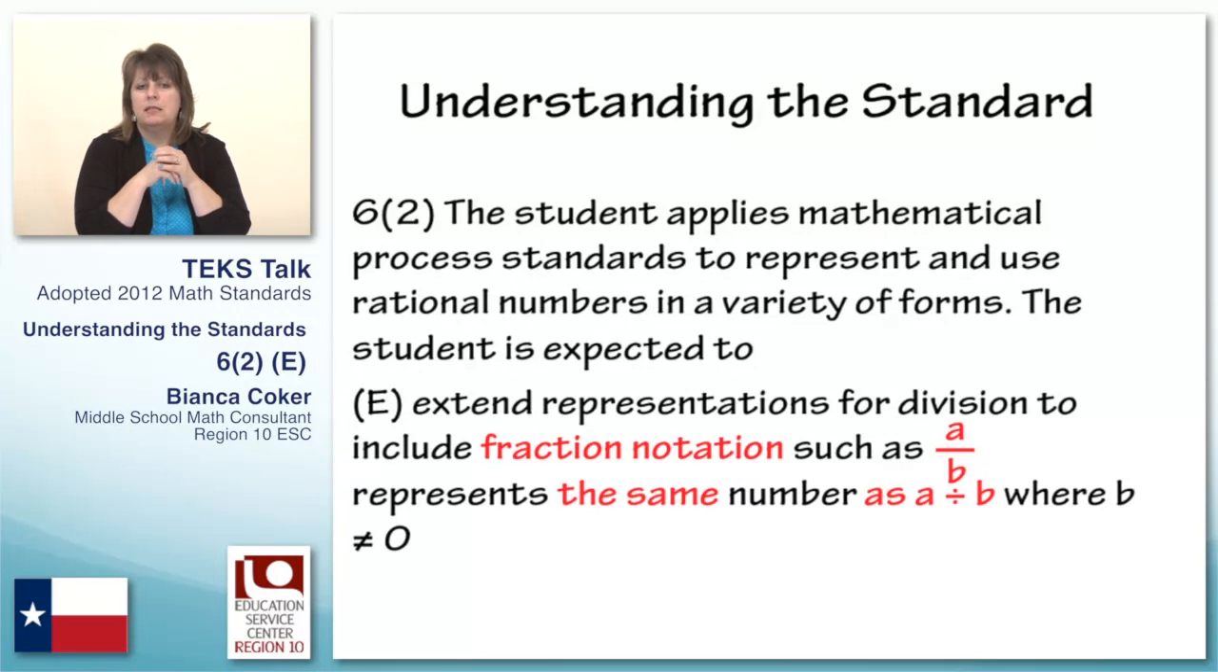And that last piece where b is not equal to 0, that means that we can't divide by 0. And we all know that, so we always add that in where b is not equal to 0. Anytime we have a denominator, we cannot have that 0.